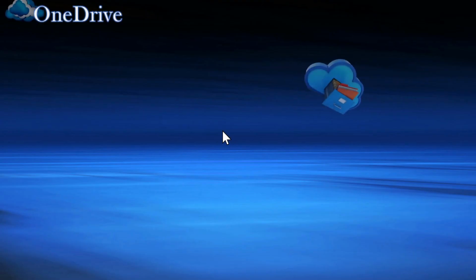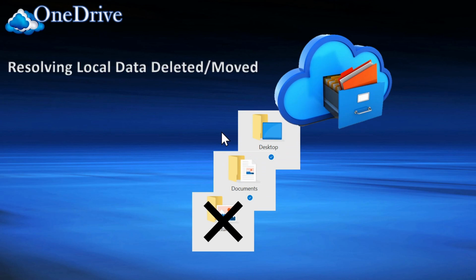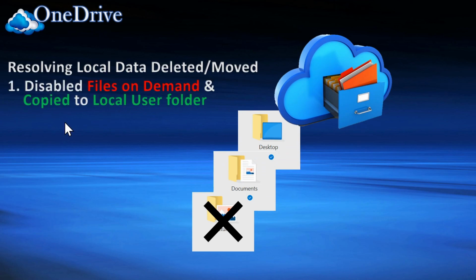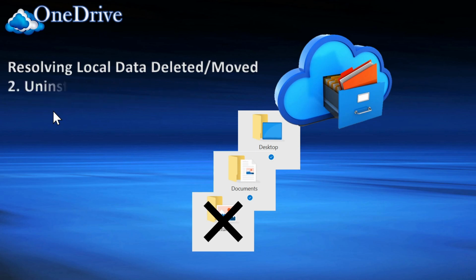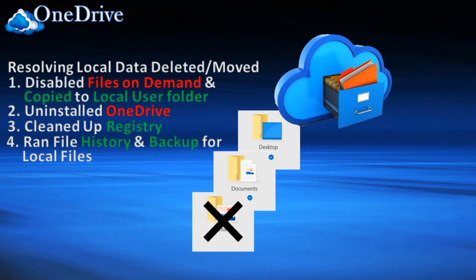So that concludes our video demonstration of OneDrive and how to recover from deleted folders or data. We went through a 4-step process. First step is we disabled Files on Demand in OneDrive and then copied to the local user folders that data that had been removed. We uninstalled OneDrive, then cleaned up the registry, and finally we ran a File History and backup for those files.